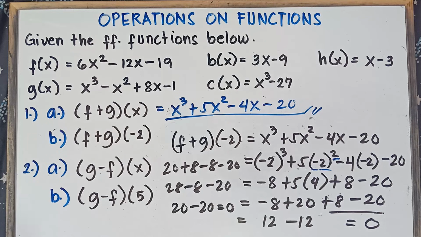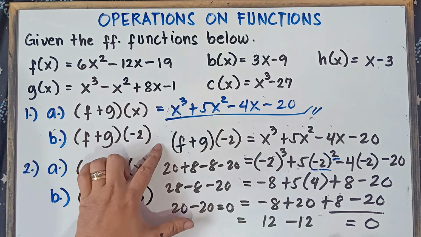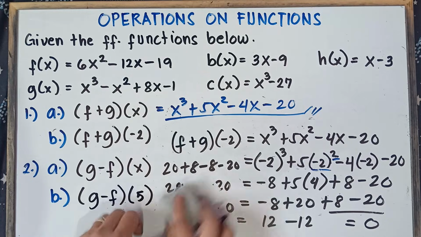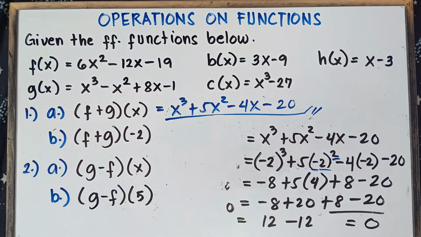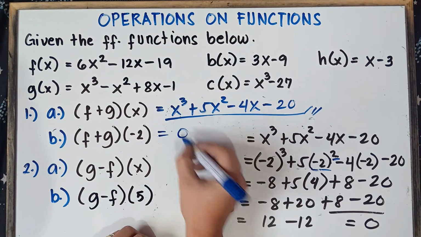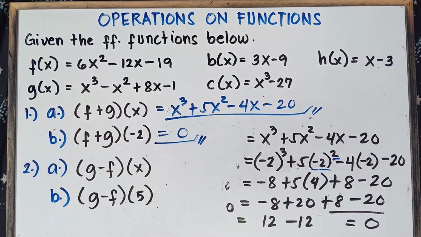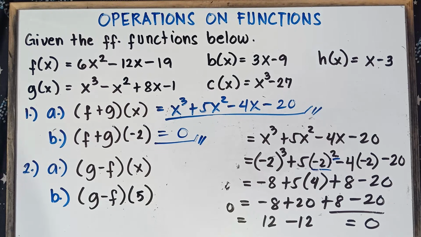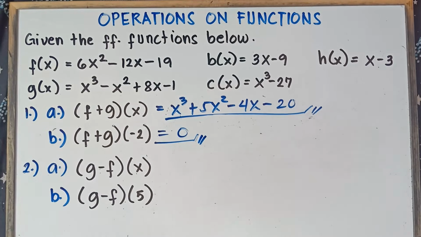So once again, class, if you're confused, you can arrange. So therefore, our answer with regards to letter B, that would be equal to 0. So therefore, F plus G of negative 2, the answer, class, that would be equal to 0. Alright, so all set for example number 1. Alright, so let's proceed now to example number 2.